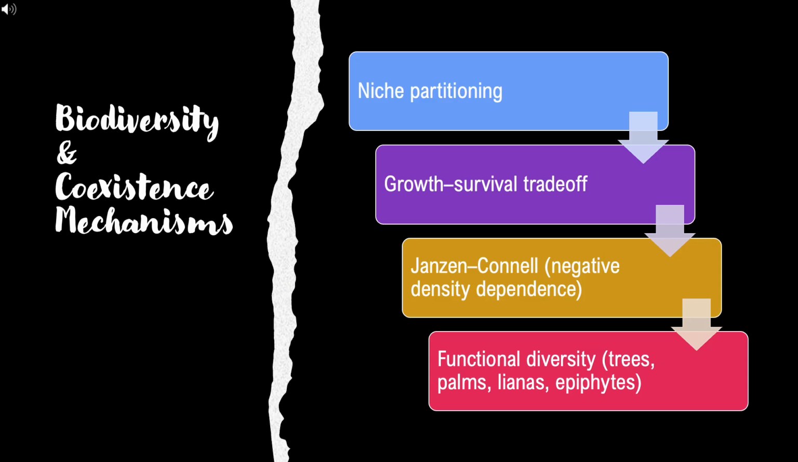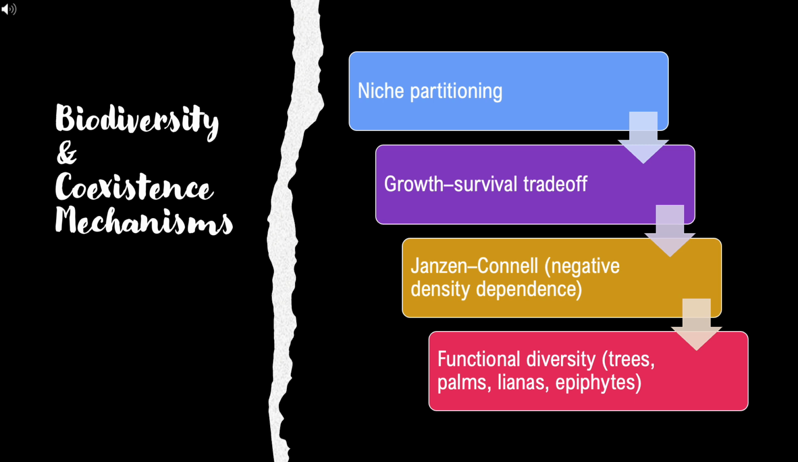The second is the growth-survival trade-off. Fast-growing pioneer species can exploit gaps in disturbed areas quickly, but they're not long-lived. Slow-growing, shade-tolerant species survive in the understory for decades, waiting for their opportunity. Neither strategy dominates. They coexist by occupying different ecological moments in time.